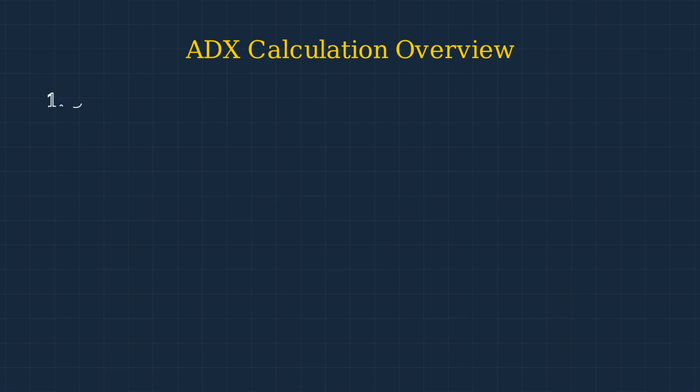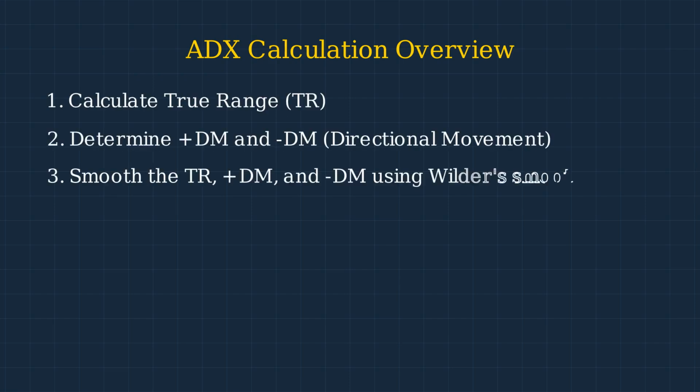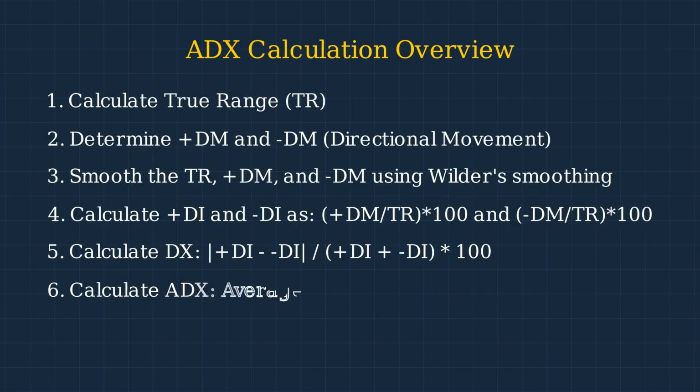The ADX calculation is quite complex, involving several steps. It starts with calculating the true range and directional movement components. These are smoothed using Wilder's smoothing technique to reduce volatility. The directional indicators are then derived as a percentage of the true range. Finally, the ADX itself is calculated by averaging the directional index over 14 periods.